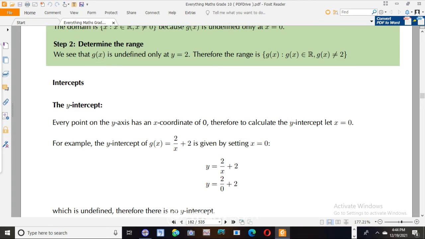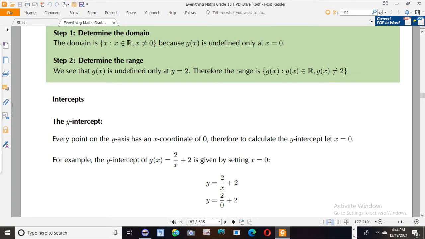Okay, so two things are important here. The domain is x is different from 0. The range is g of x is different from 2, or q here. Q means 2. Intercepts, the y-intercept. Every point on the y-axis has an x-coordinate of 0. Therefore, to calculate the y-intercept, let x be equal to 0. For example, the y-intercept of g of x equals 2 over x plus 2 is given by setting x equal to 0.